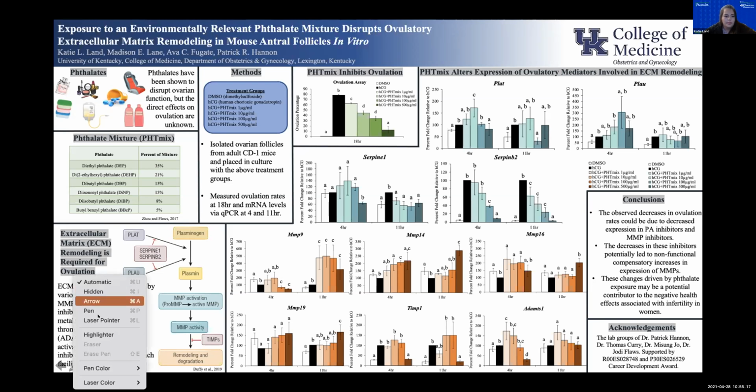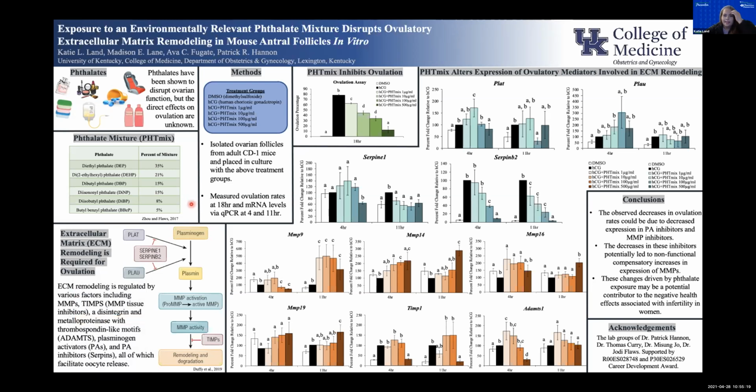All right. So hello, everyone. My name is Katie Land, and I'm a senior here at UK. I do research with Dr. Patrick Hannon in the OBGYN department at the College of Medicine, and we study environmental toxicants and their effects on female fertility. So specifically, our lab studies phthalates, which are a class of chemicals that are used as solvents and plasticizers in a multitude of common consumer products, including personal care items, cosmetics, food and beverage containers, car upholstery, building materials, and really so much more. And because of their widespread use, avoiding exposure is nearly impossible.